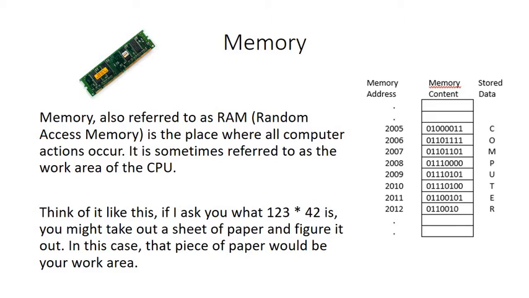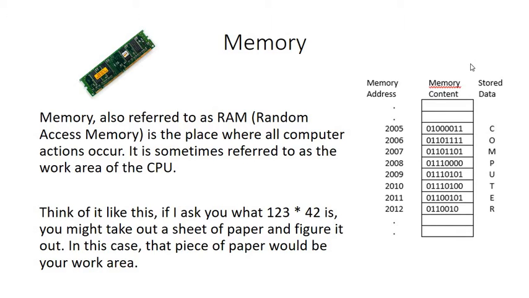Okay, memory. I told you the CPU is like the brain of the computer. Well, memory, also called RAM, which stands for random access memory, is the place where all the actions occur. It's also called the work area of the CPU. If I were to hand you a piece of paper with a pencil and I say, what is 123 times 42? You write it down on your piece of paper real quick. That's your brain, the CPU, telling your hand to write on the paper, which would be the memory. That's the workplace. That's the work area. That's where everything's getting done.